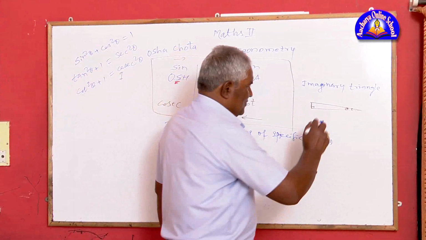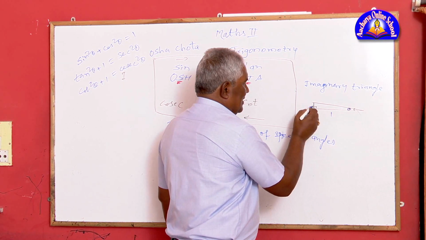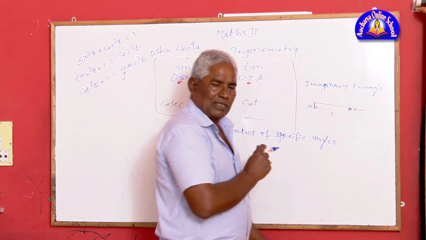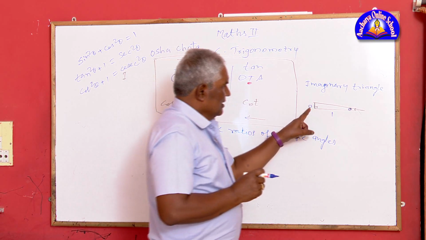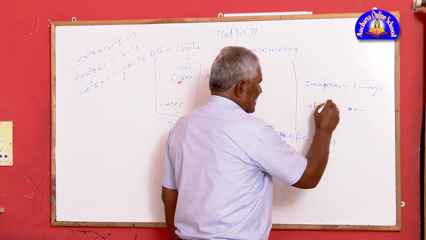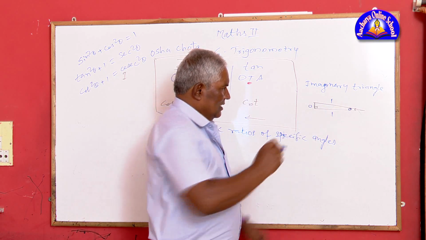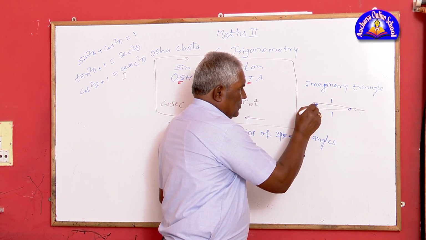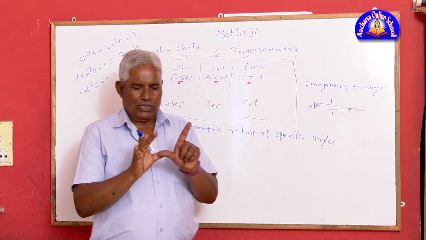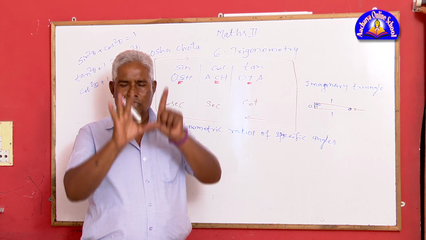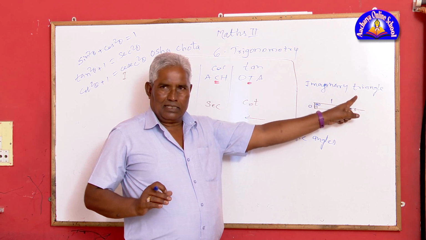Suppose here this length is 1. Suppose this angle is 0 degree, then this height will be 0. This point will coincide with this, and therefore if this length is 1, this length is also 1. But what will happen? If this angle is 0 degree, then obviously this angle will be 90 degree. And in any triangle, two angles are not right angles, those will be parallel lines. And therefore I have written here imaginary triangle.